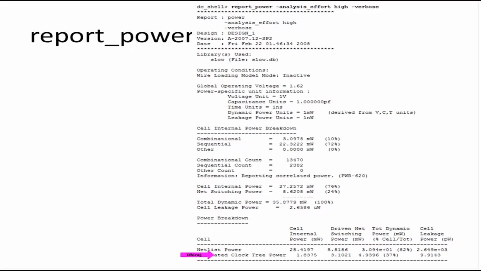Again, clock tree power can only be an estimate at this point because no layout has been done. I'm not very sure how it's able to estimate clock tree power. I think it's just calculating the power of the buffers in the clock tree network. There won't be so many buffers. That's why we see that it's a lesser component, right, in terms of the total power.